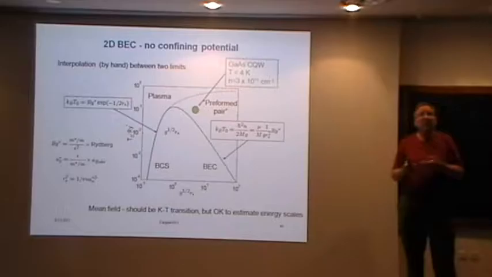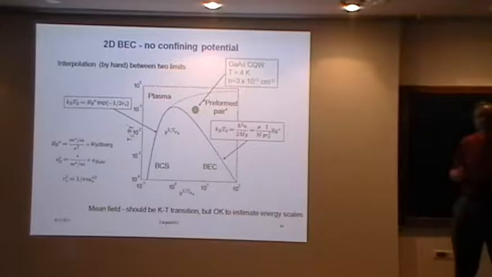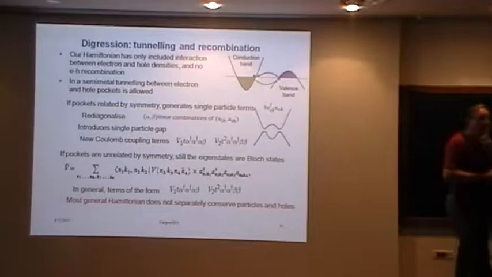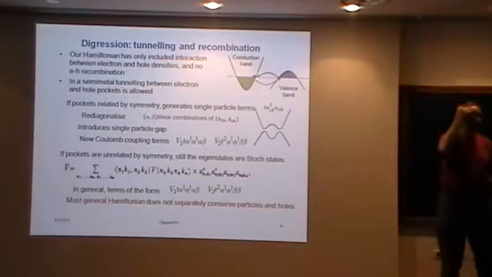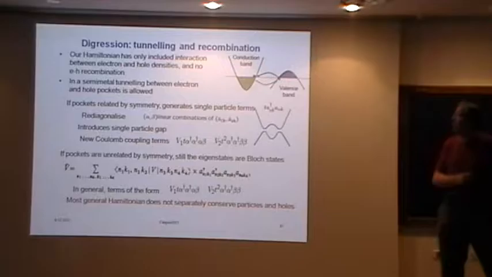Of course, that's not true if you have a multi-band system. These are all just electrons, and you can actually have a transition which will take you from one band to another, and that means that the numbers of electrons and the numbers of holes are not separately conserved. That's not in the Hamiltonian that I wrote down. Where would it come from? Well, there are two ways.